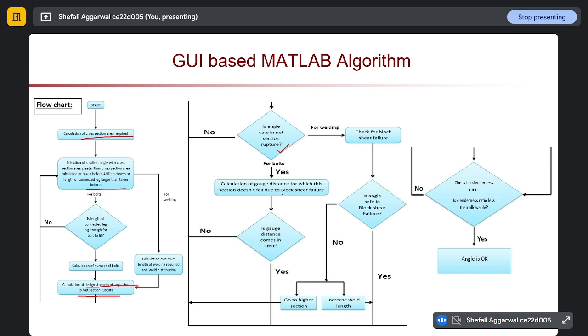If it is yes, then we calculate the gauge length in case of bolts, or in case of welding we will check for block shear failure. Then again it's completely the same steps which we have done theoretically, just a flow chart of the same thing. Last step will be we will check for the slenderness ratio as we have seen before. If it is fine, then our section design is okay. If it is not fine, then again we will go back and design a section from the beginning. Okay.